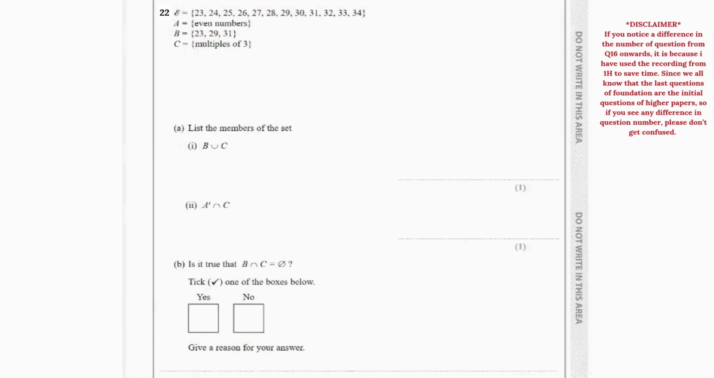So when you have the U, that means union. When it's upside down, like a sad face, that's intersection. So this is union, and union means all elements in B and C. So now let's first list down the elements of A and C.